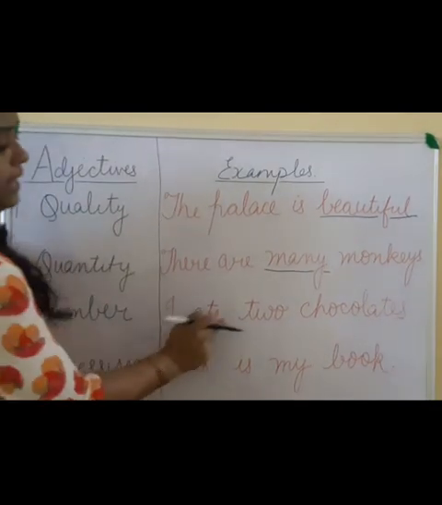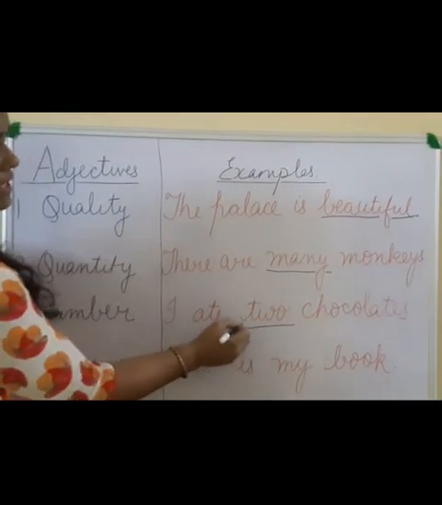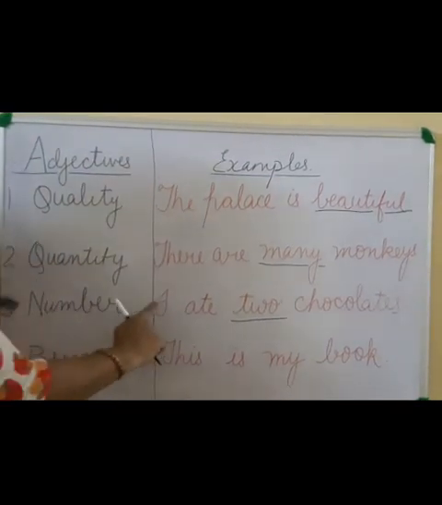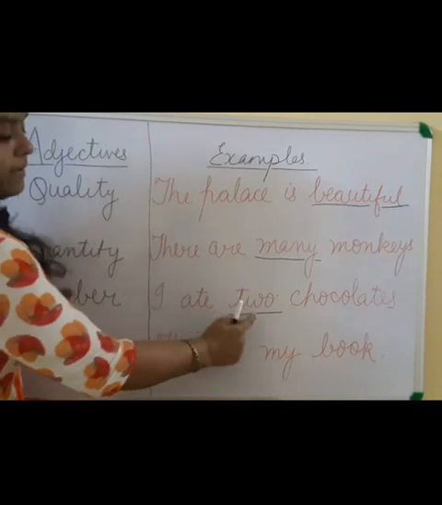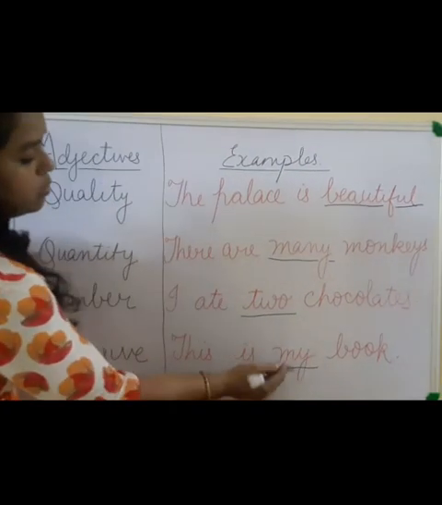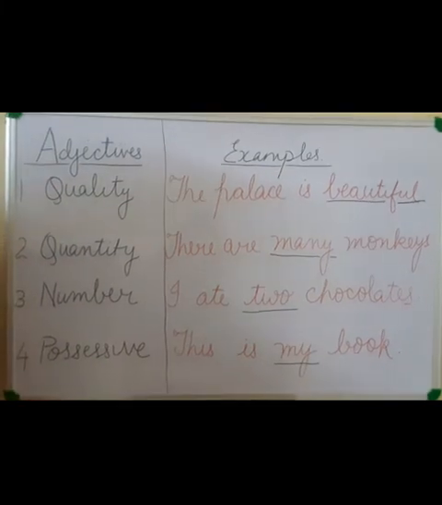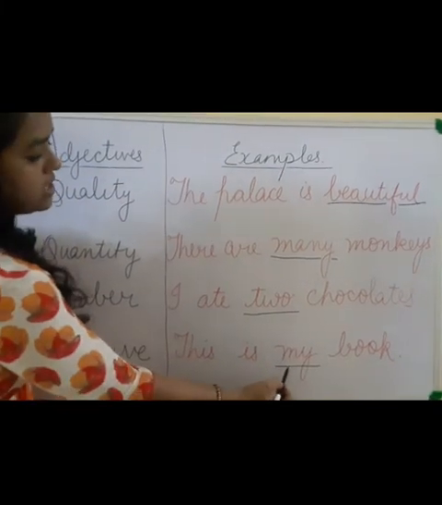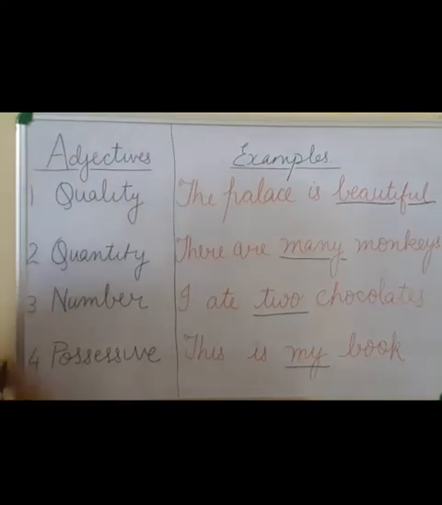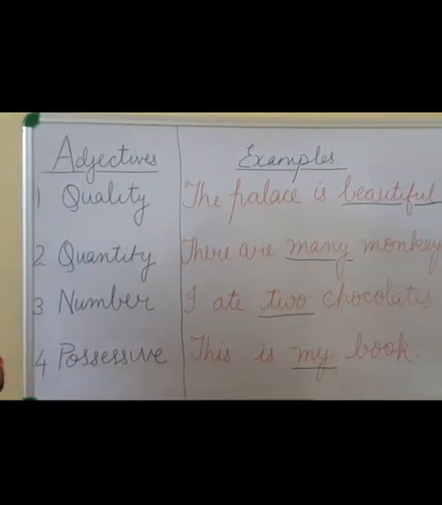Number. I ate 2 chocolates. You know the exact amount of chocolates that you ate. So the adjective of number is 2. Possessive adjective. This is my book. Whose book is this? This is my book. So the possessive adjective over here is my. So I hope you all have understood the different kinds of adjectives.